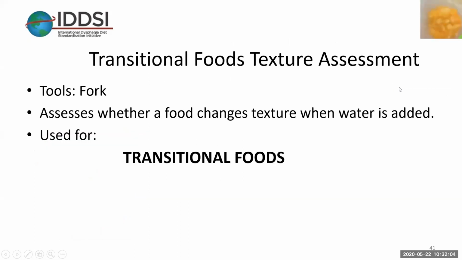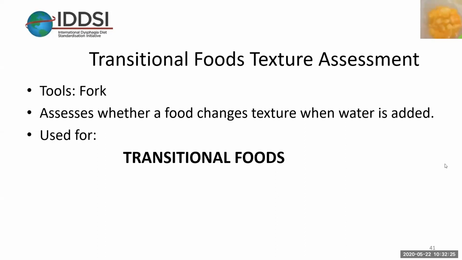And the final test to talk about today is the transitional foods texture assessment. This is basically to assess whether a food changes texture when water is added to it. It is to simulate what happens when you put it in your mouth and you expose it to saliva. And this is a test that's used exclusively with transitional foods.